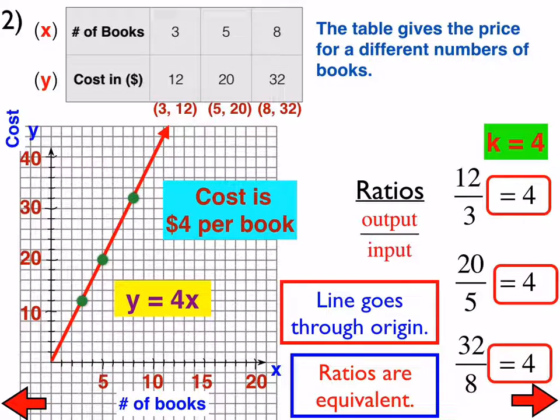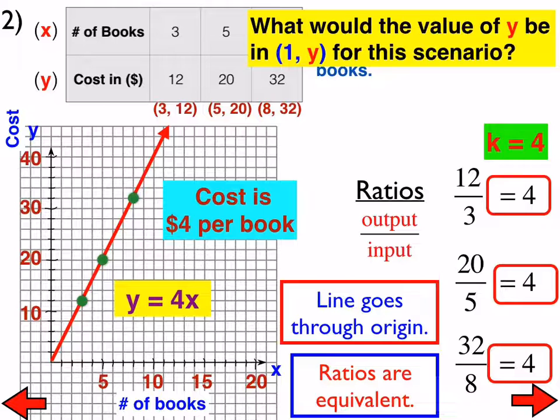Now, one other question before we go on to number 3. What would the value of y be in 1, y for this scenario? Have a quick conversation with your shoulder partner. So the value of y would be 4. So if we zoomed in on the graph, 1, something is right here. That is 1, 4.